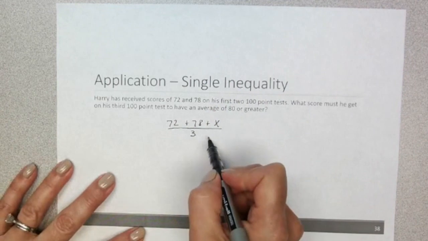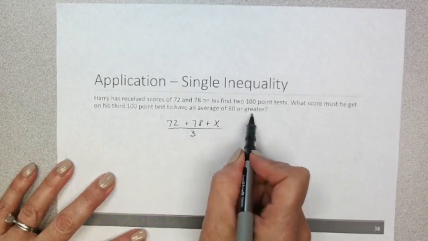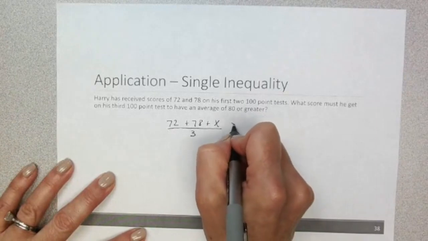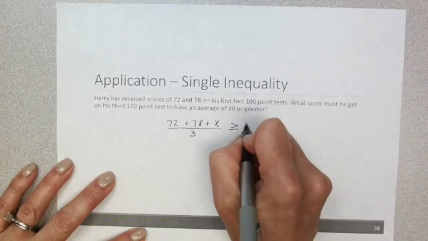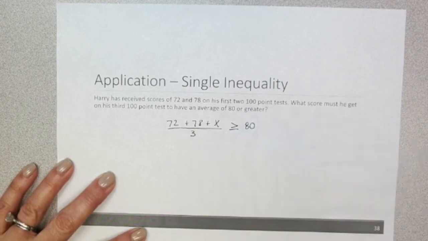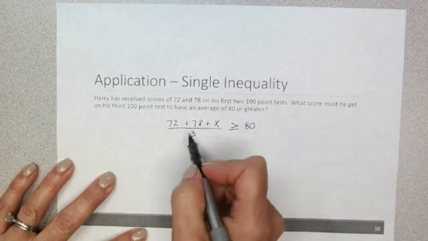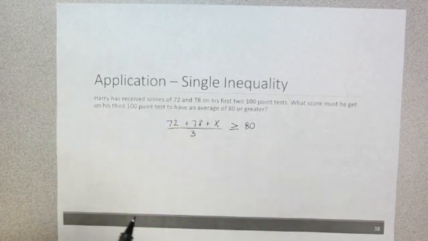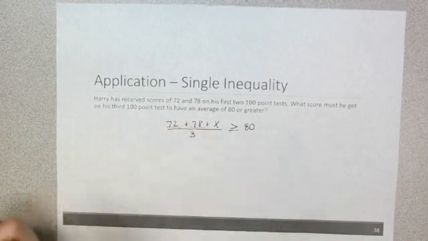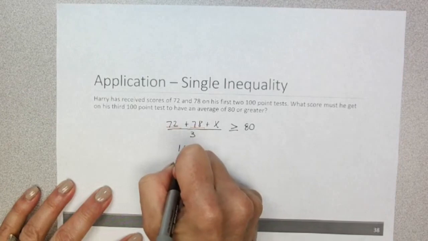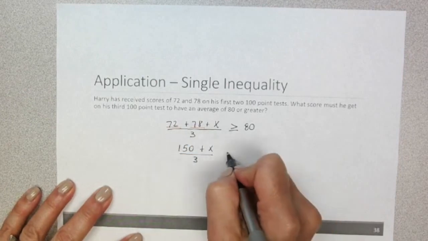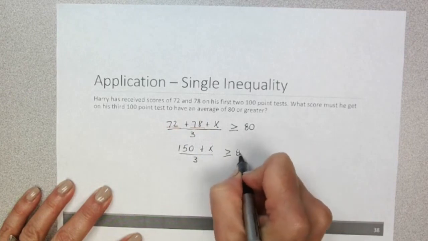And the average has to be 80 or greater. So this average has to be greater than or equal to 80. Now we've got our inequality, and we'll just solve for X. Let's simplify it a little bit first. I've got like terms that I can combine: 72 plus 78 is 150. So 150 plus X, divided by 3, is greater than or equal to 80.